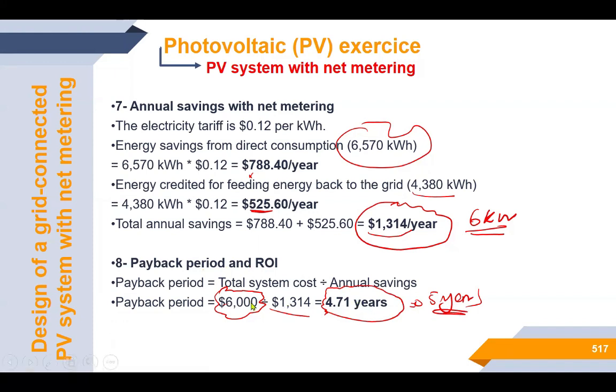Okay, so in this exercise we have talked about a lot of questions about designing, about the definition of each part, about the calculation of KPI, the performance indicator of the PV system.